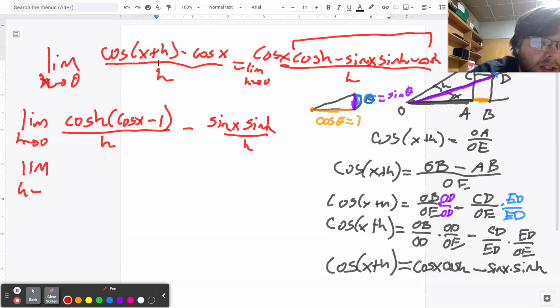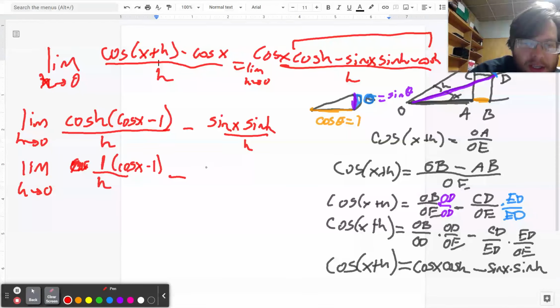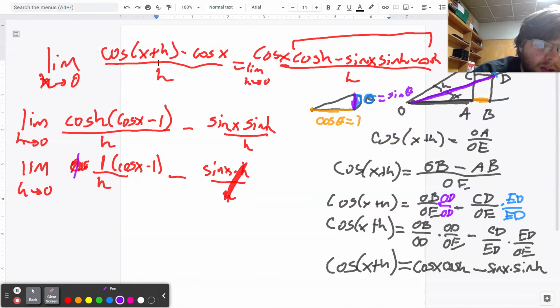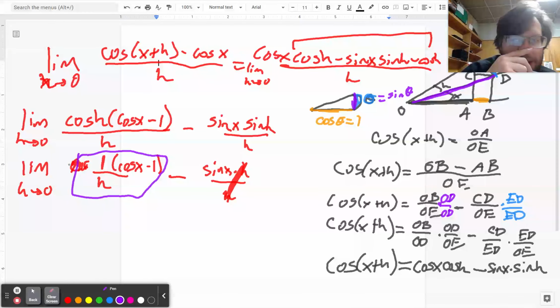We'll get the limit as h approaches 0 of cosine, what was I saying there? Cosine is equal to 1 over h times cosine of x minus 1. And then sine is equal to theta. So sine of x times h over h. So this is equal to 1 right there. Now, this first chunk is equal to 0 when you take the limit as h approaches 0 there.